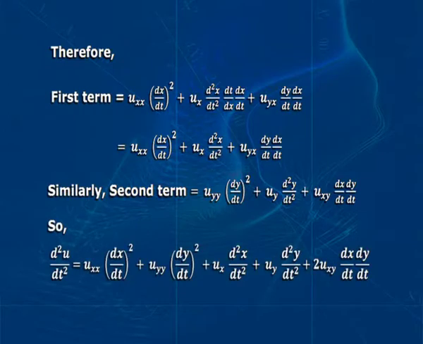So, d square u upon dt square is equal to uxx (dx by dt) whole square plus uyy (dy by dt) whole square plus ux d square x over dt square plus uy d square y over dt square plus 2uxy dx by dt into dy by dt.